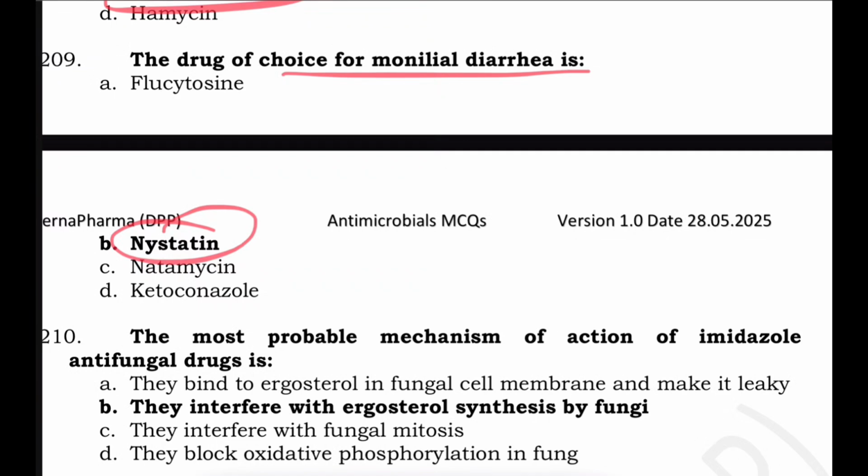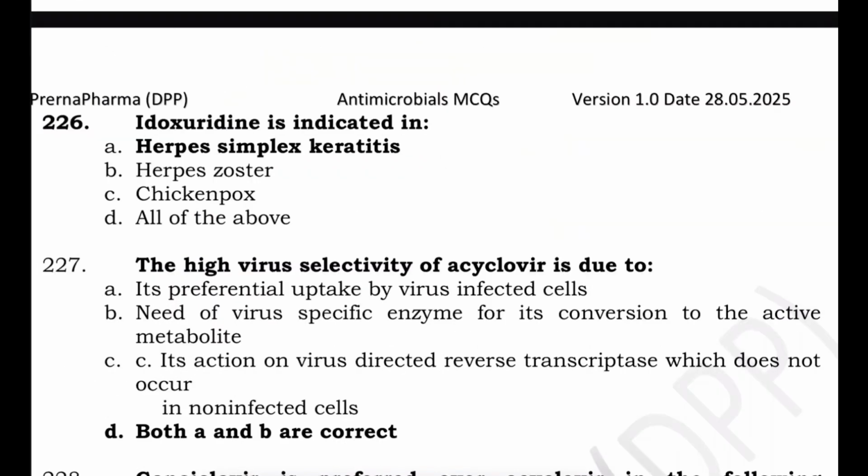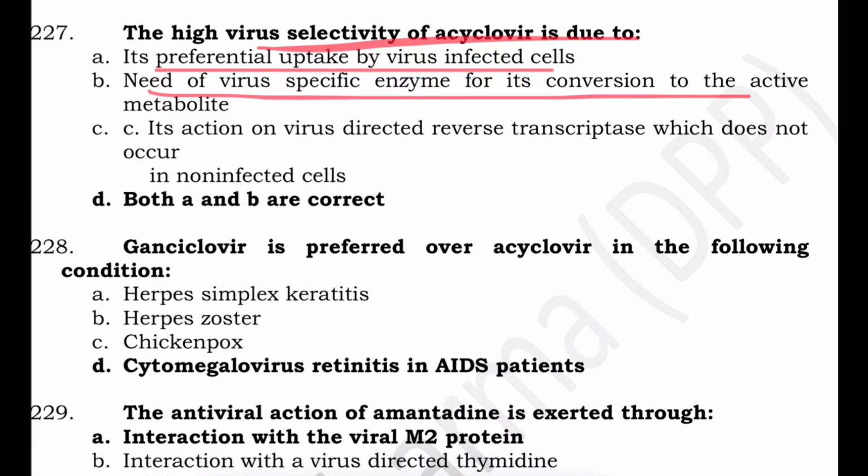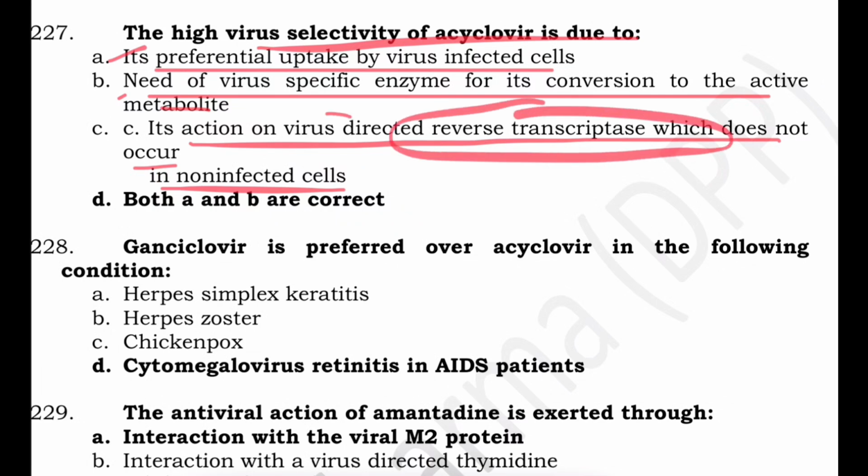So these are some drugs which we are seeing here, which are not related to HIV. Idoxuridine. Idoxuridine is basically limited to the topical treatment of herpes simplex keratitis. The high virus selectivity of acyclovir is due to its preferential uptake by the virus infected cell, and the need of a virus specific enzyme for conversion to active metabolite. Both these things look correct. Its action on virus directed reverse transcriptase, which does not occur in non-infected cells. So here it does not affect the virus reverse transcriptase enzyme. This statement is correct, so this is correct.